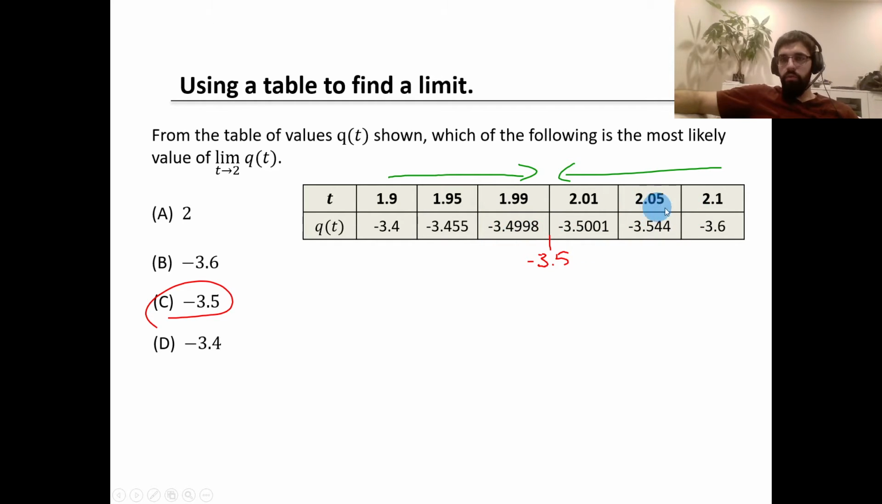And then on the right, we have 2.1, 2.05, and 2.01 for our t-values. So from the right, as we work our way towards 2, we see that the q of t values are also approaching negative 3.5. So from the left, we're approaching negative 3.5. From the right, we're approaching negative 3.5. So we're going to say the limit as t approaches 2 of q of t is negative 3.5. So C is our best answer for this one.